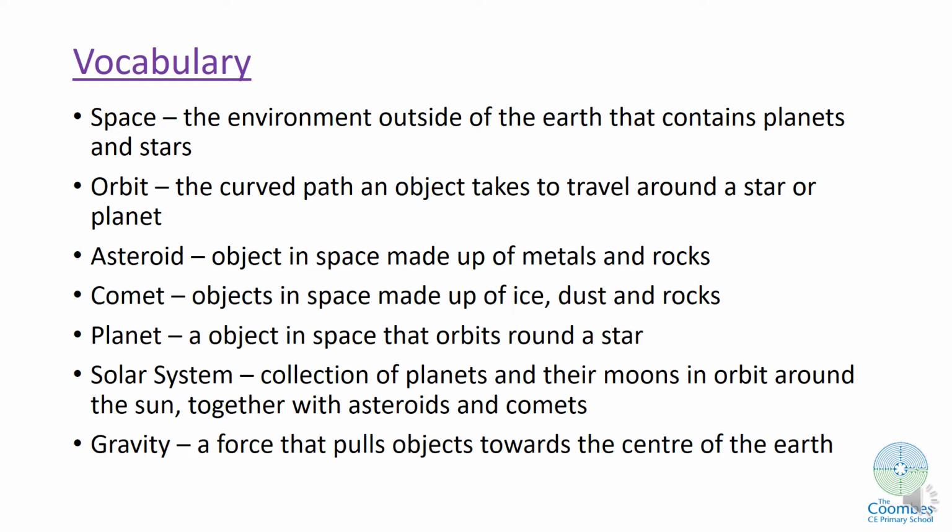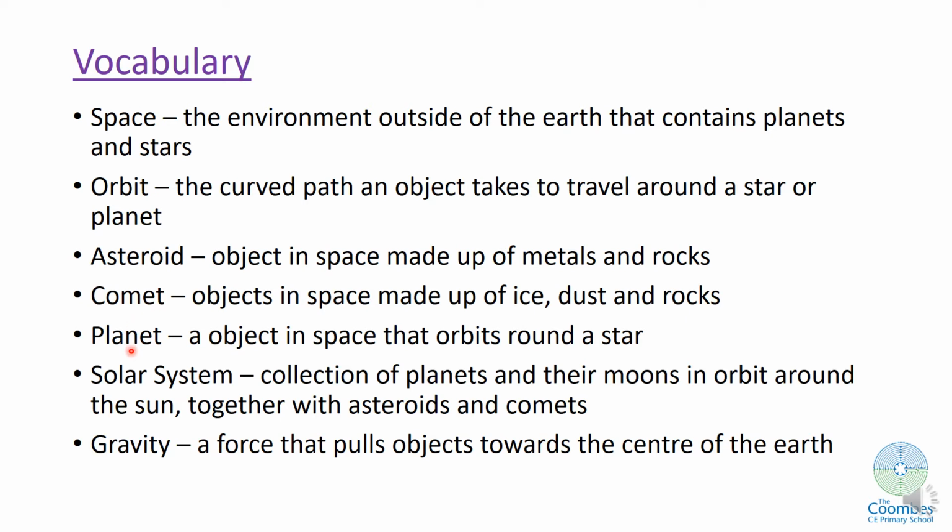So let's just go through the vocabulary again so that we know what some of these words mean, and that might help us in learning our facts. Space is the environment outside of the Earth that contains planets and stars. So if we left the Earth where we live, then we would be in space. Orbit is the curved path an object takes to travel around a star or a planet. So that's the circular path that it takes to go round and round and round. An asteroid is an object in space made up of metals and rocks. And a comet is an object in space made up of ice, dust and rocks.